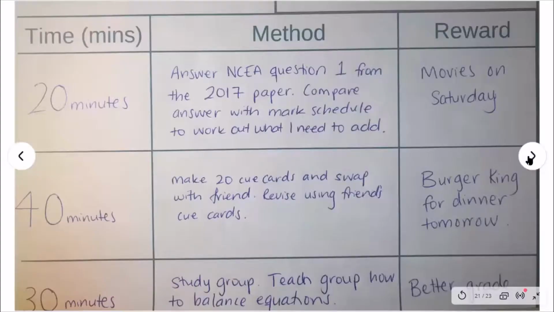So in this example, we're going to spend 20 minutes answering NCEA question 1 from the 2017 paper, and then we're going to compare our answers with the mark schedule to work out what we still need to add. And then for a different key point, we're going to spend 40 minutes and we're going to make 20 cue cards in that time and swap them with a friend, and then we're going to revise using our friends' cue cards. And for another topic and key point, we're going to spend 30 minutes and we're going to join a study group, and I'm going to teach someone how to balance equations and they're going to teach me something else.